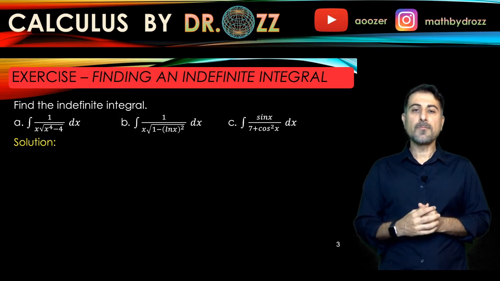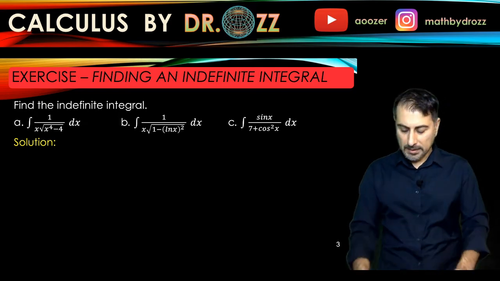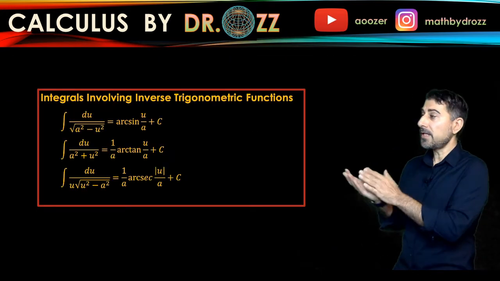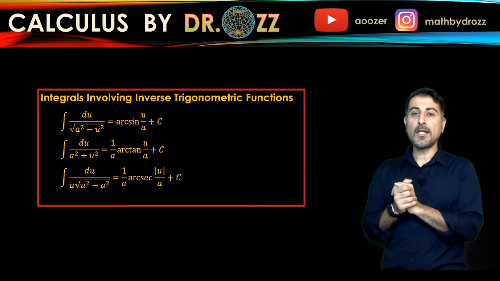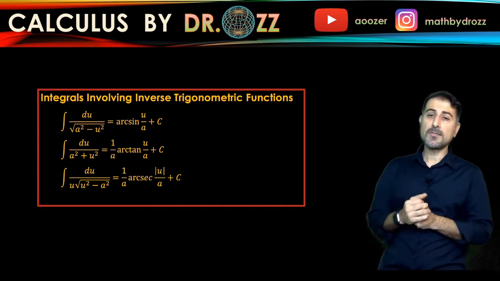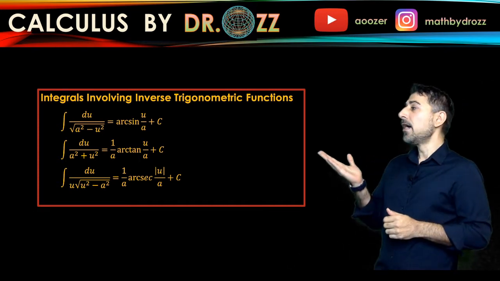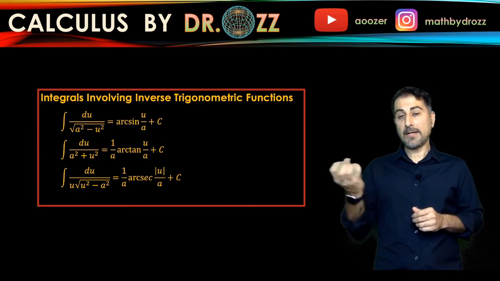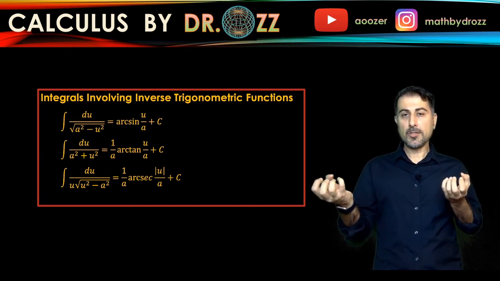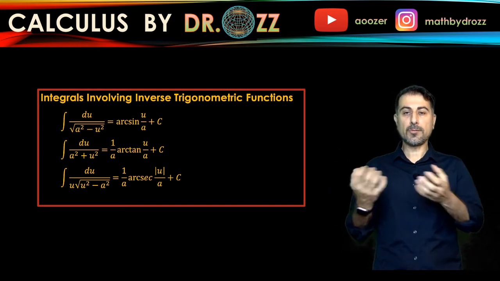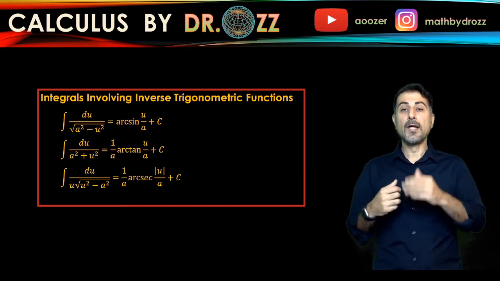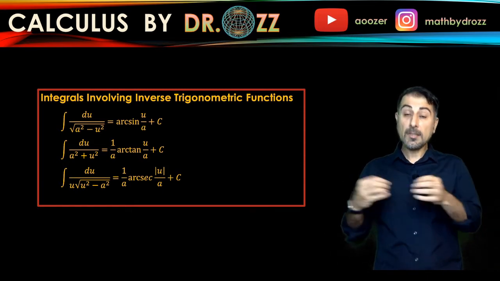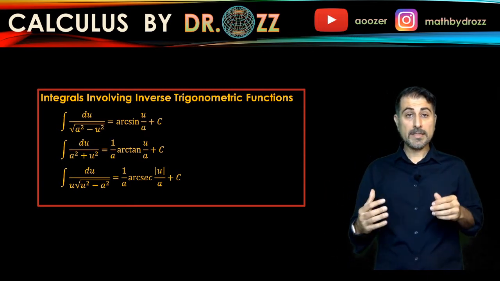And for each of them, we're going to use a set of formulas. And let me show you what they are. These formulas are the integrals involving inverse trig functions. As you see in the first one, you have the difference of the squares in the square root sign. So you have a number a and a variable u. So when you see a squared minus u squared together with the radical sign, that means this is an arcsine type integral. In the second one, you have the sum of the squares in the bottom. So that's an arctan type integral.